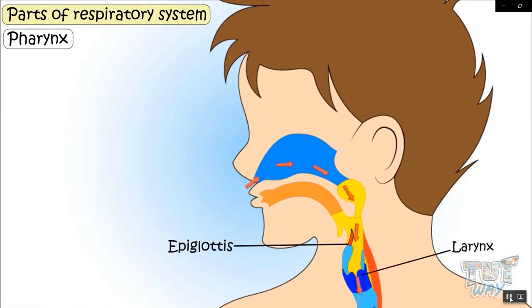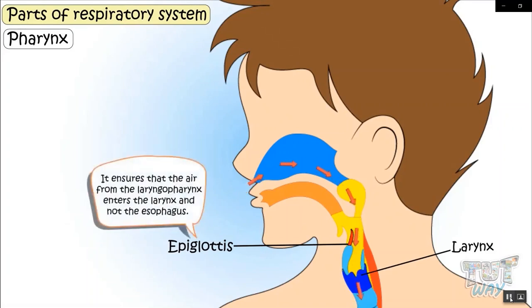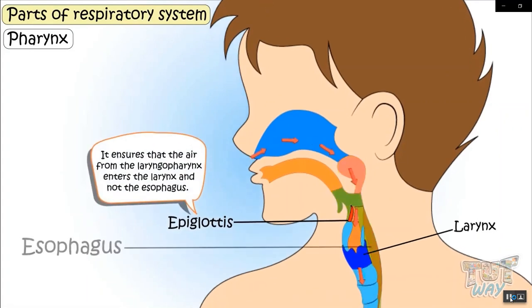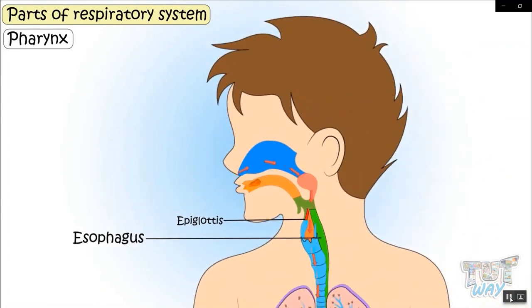Epiglottis performs a very important function. It ensures that the air from the laryngopharynx enters the larynx and not the esophagus. The food we swallow enters the esophagus, and the air we breathe enters the trachea. And the part that ensures this is the epiglottis.